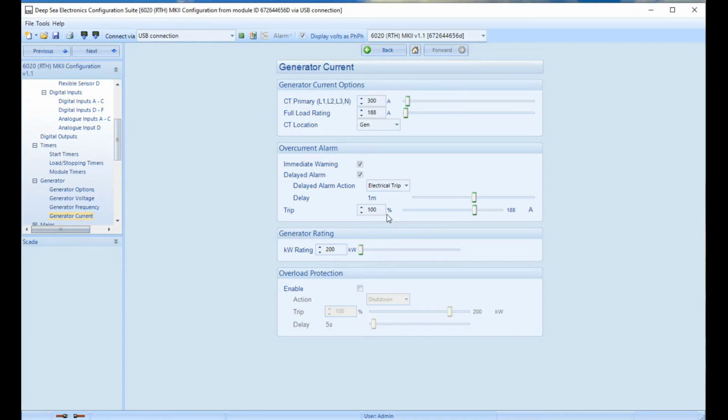In over current we put this one at 110%, and the generator kilowatt is 108. This is 135, so I will calculate first. This is 135 times 0.8, so that is 108 kilowatt. So this is 100% of your kilowatt. In here the overload is 112.